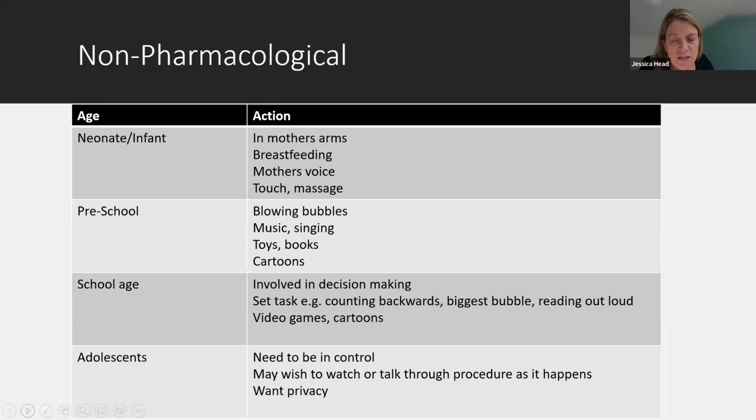So school-age children can be asked, for example, which hand, or they can have some involvement in the decision-making, give them some control, and then you need to give them a task to do. Counting backwards, blowing a really big bubble, reading a book out loud, playing video games, something which is actually giving them an action to do. And then for the adolescents, they absolutely need to be in control. And they'll often want to watch and talk through the procedure as it happens. And all children need privacy, but particularly the adolescents.